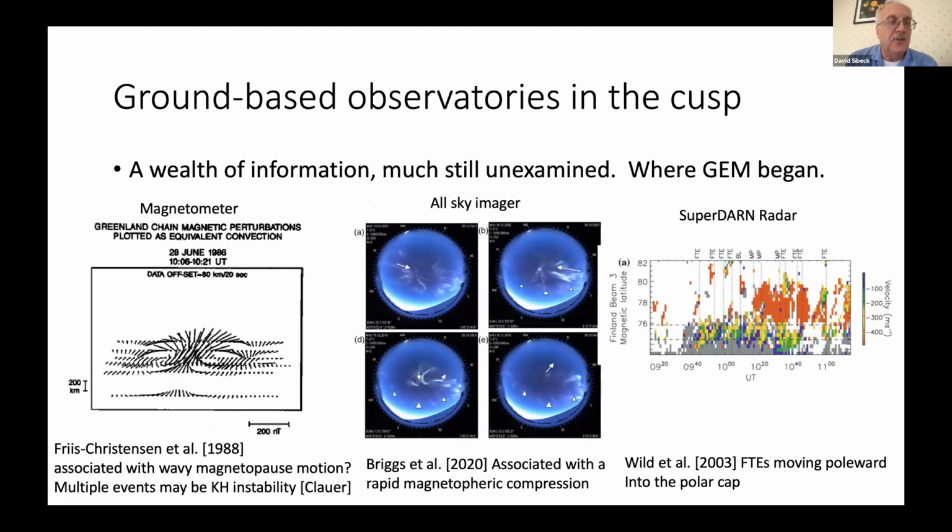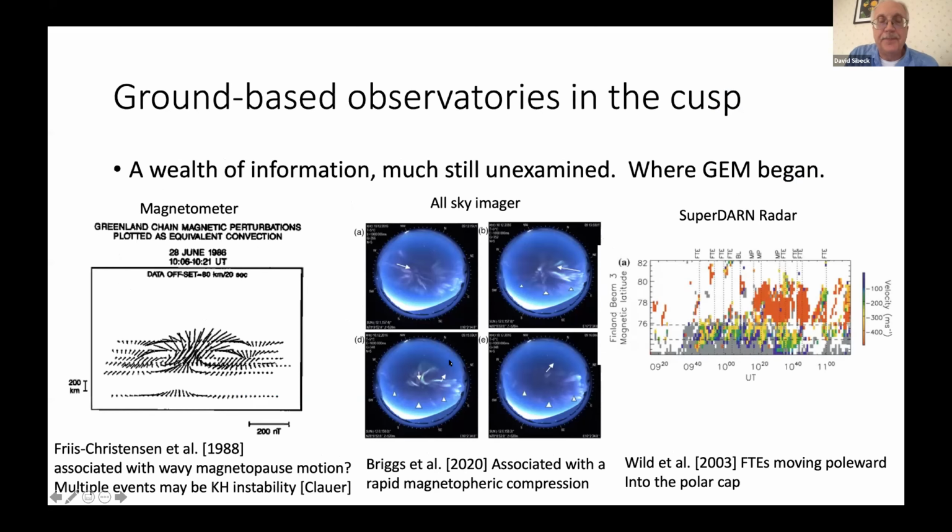On the left, you see how magnetometer observations can be combined to deduce traveling convection vortices. Perhaps they're due to pressure pulses. Perhaps they're due to the Kelvin-Helmholtz instability. Perhaps they're due to flux transfer events. Whoops. Oh, let's go back.